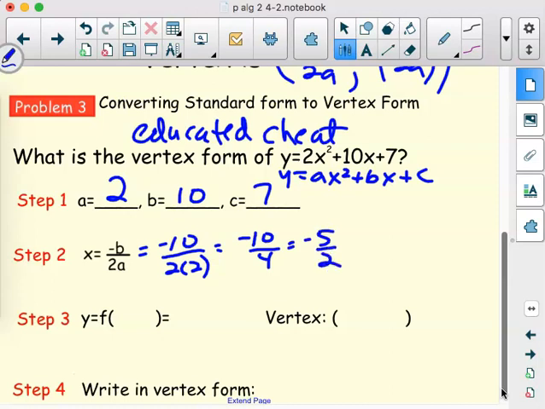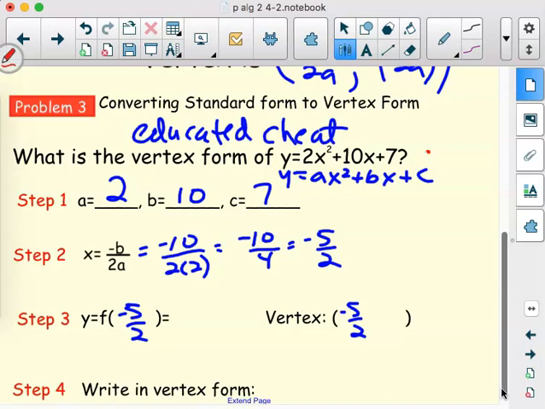So I get a fraction. It's not an awful fraction, but it's a fraction. So for my vertex down here, I can put in negative 5 halves. And speaking of which, I now have to take that negative 5 halves and put that back into the original equation.